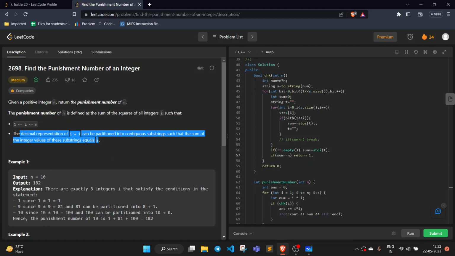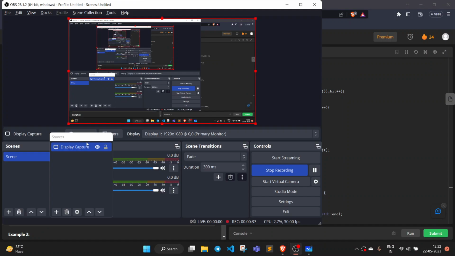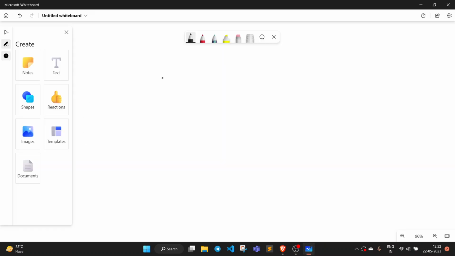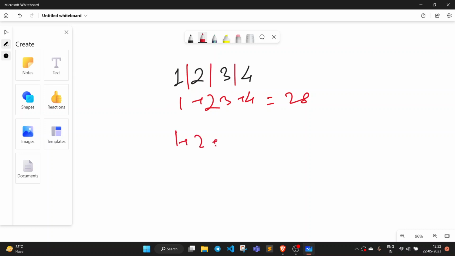Okay, so let's understand this highlighted statement. Suppose we are given a number 1 2 3 4. In how many ways can we partition it? Here is one partition: 1 plus 2 plus 3 plus 4, 23 plus 4, that is 528. You can also partition it like this. Then what will it be? 1 plus 2 plus 3 plus 4, that is 10. So these are the possible ways.